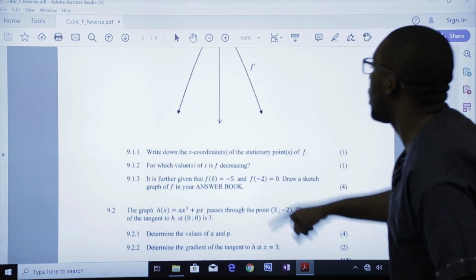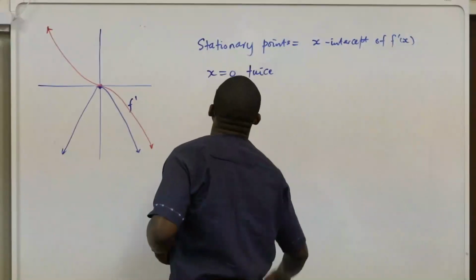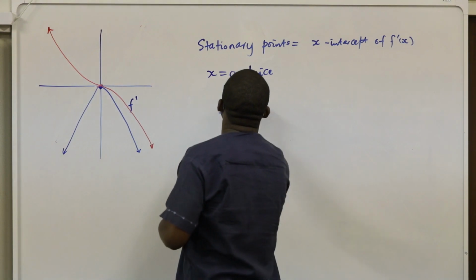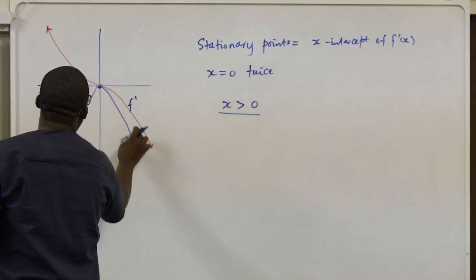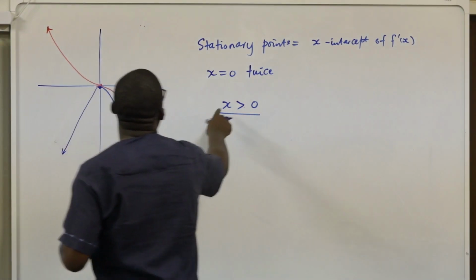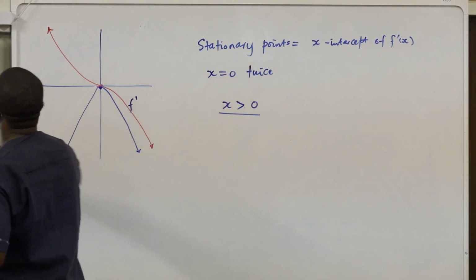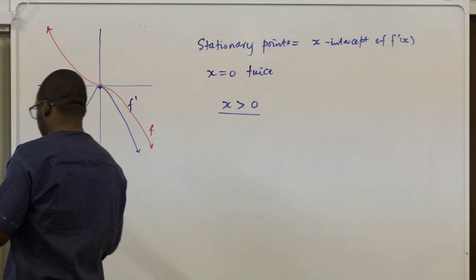For which value or values of x is f of x decreasing? If it is decreasing, its gradient is negative. It's x greater than 0. On this side, the gradient is negative. The graph is going down there. So it's decreasing on that side. We are using f prime x, the link. And the red graph that I've drawn there is just f.